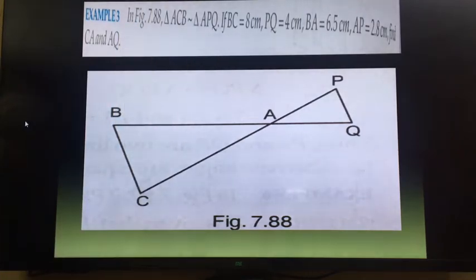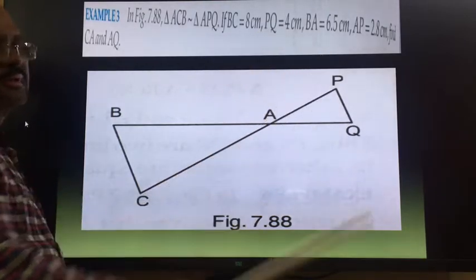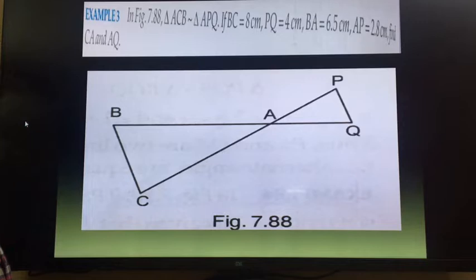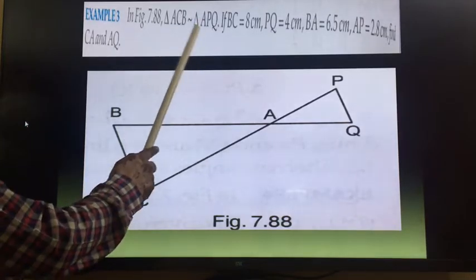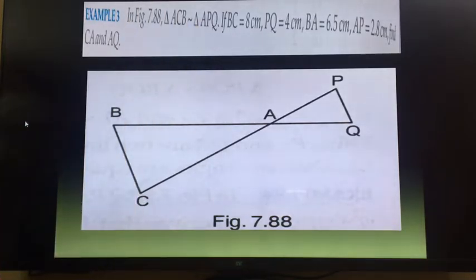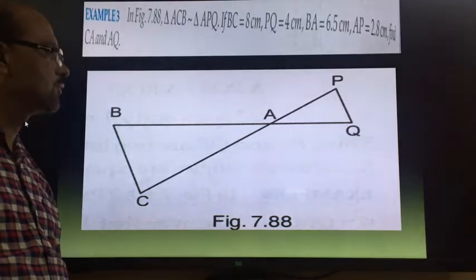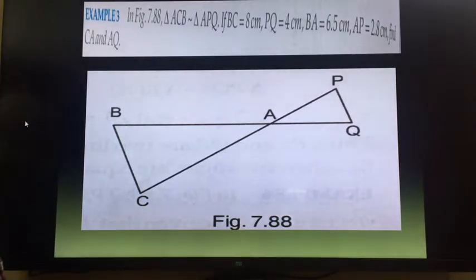So here triangles are similar. If that is given, we can say the sides are proportional, or we can say the angles are equal. But here sides are given and we want to find out a side, so we should use: if triangles are similar, then sides are proportional. So this criterion we will use to solve this question. So you see the solution for this.